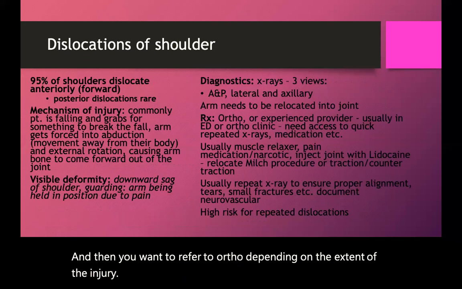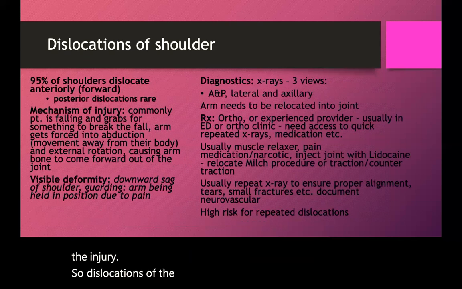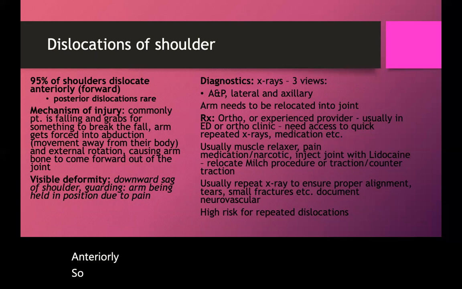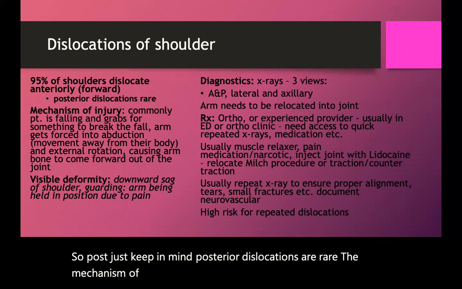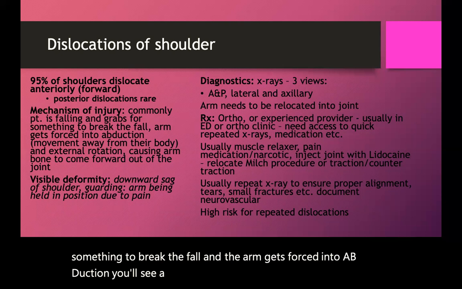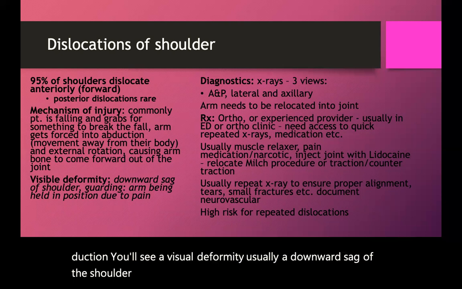So dislocations of the shoulder, 95% of shoulders dislocate anteriorly. Just keep in mind, posterior dislocations are rare. The mechanism of injury is usually the patient is falling and grabs for something to break the fall, and the arm gets forced into abduction. You'll see a visual deformity, usually a downward sag of the shoulder. Diagnostics should include a 3-view X-ray, AP, lateral, and axillary.